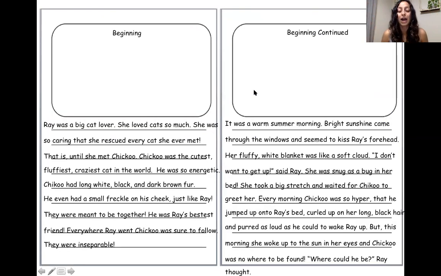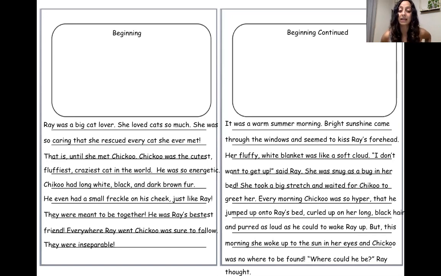So, I hope you guys remember my story about Ray and Chiku. And the problem in the story was that Ray couldn't find Chiku, her cat. So let's read the beginning of my story and see how I really described the characters and told you a little bit about them, and also described the setting and told you what was going on in Ray's house that morning when this story took place.